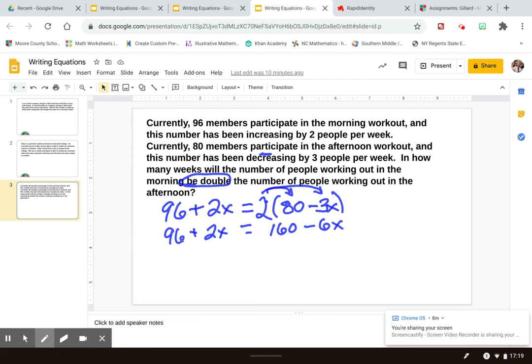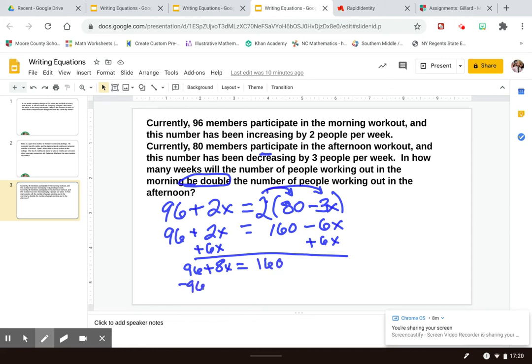Okay, so the next thing that we need to do is we need to start moving some stuff around. So I'm going to move my variable, since the negative 6 is less than 2x, and I want to do whatever I can to keep my variables positive. They're just easier to work with that way. I'm going to add 6 to both sides, so I have 96 plus 8x equals 160.